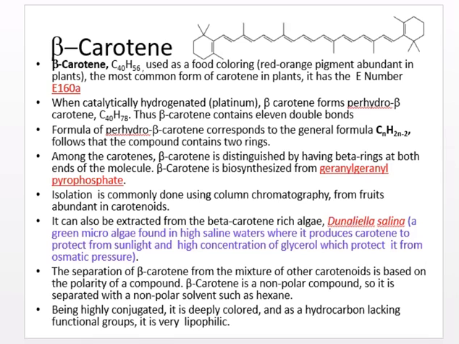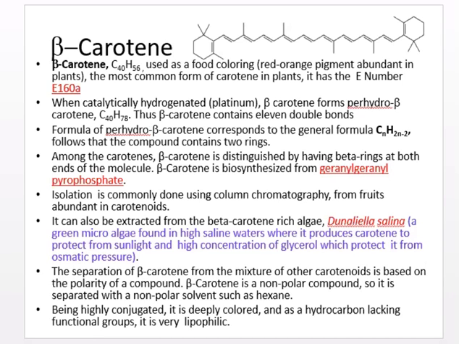green microalgae found in high saline water, where it produces carotenes to protect from the sunlight and high concentration of salt. The separation of the beta-carotene from the mixture of the total carotene is based on the polarity of the compound. Beta-carotene is non-polar and it is separated using a non-polar solvent such as hexane.